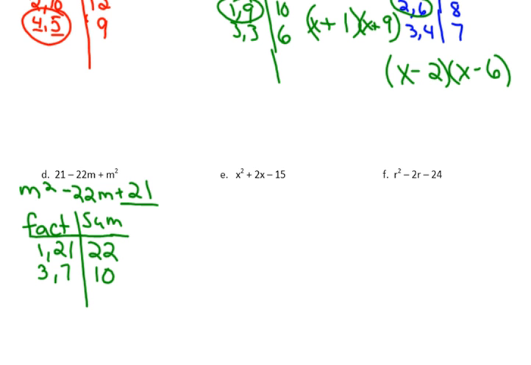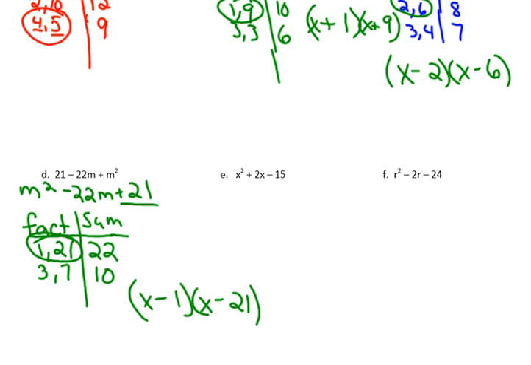This number is what they have to add to. They have to add to give me a negative 22. So when I put them in parentheses, x, x, here are the factors that I need, 1 and 21. When they add to give you a negative, they're both negative.